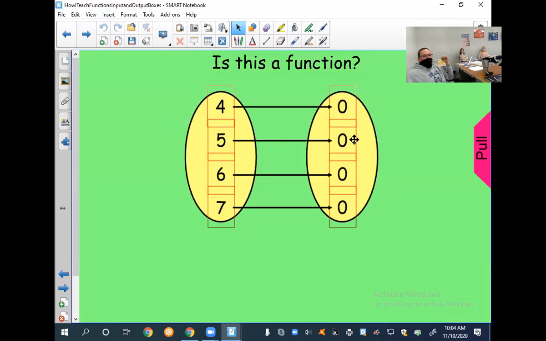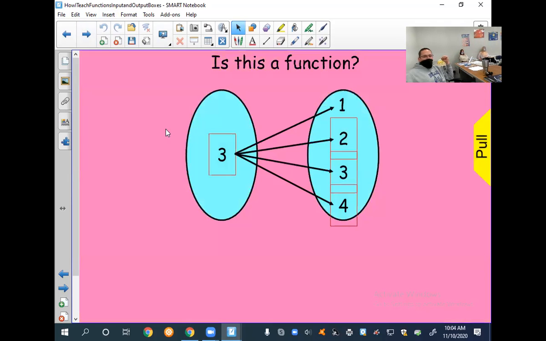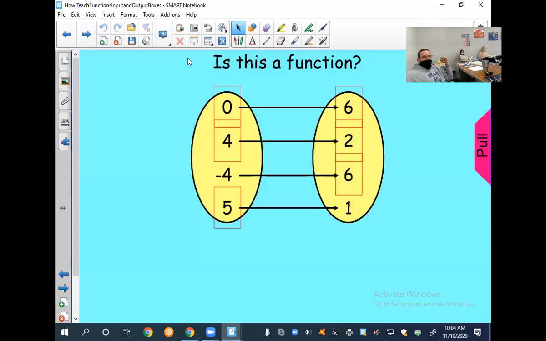Here? Yes. Does it matter that the Y's are repeating? No. This one? Definitely not. Can a 3 go to a 1, a 2, a 3, and a 4? No, this X can only go to one of those numbers. So what is that one? No.